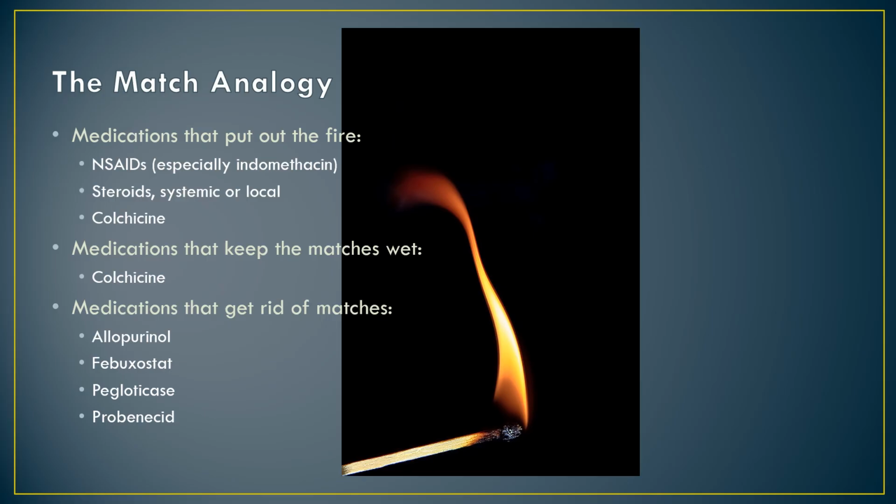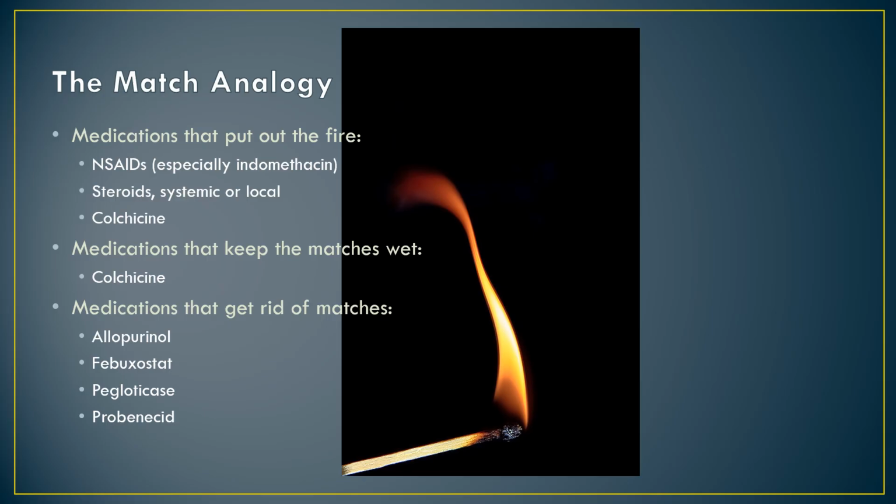Let's now talk about the medications that get rid of the matches, or the ways that we treat hyperuricemia. The best medicine is allopurinol. This is going to appropriately lower the uric acid most of the time. Febuxostat is also a good option, although it's much more expensive than allopurinol. Usually we'll go to febuxostat if someone gets an allergy to allopurinol, such as a rash.